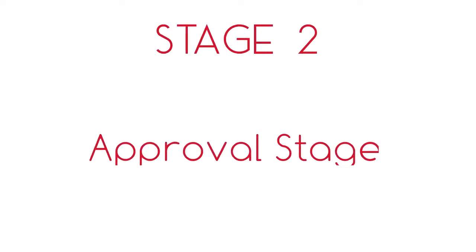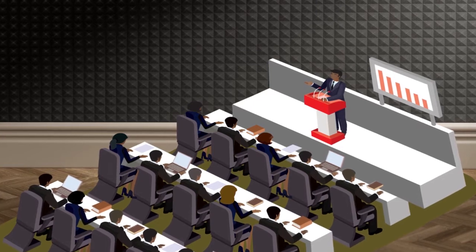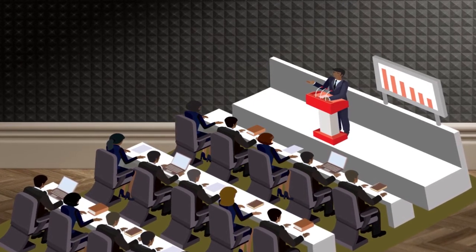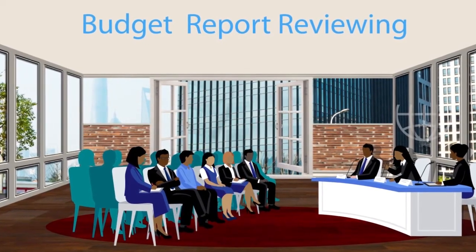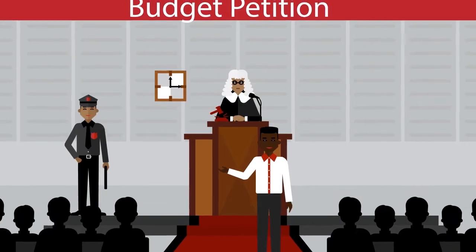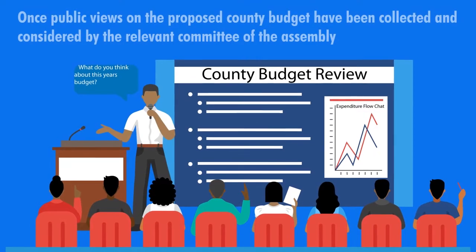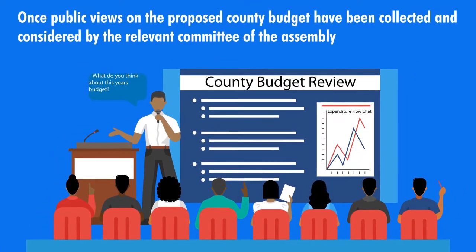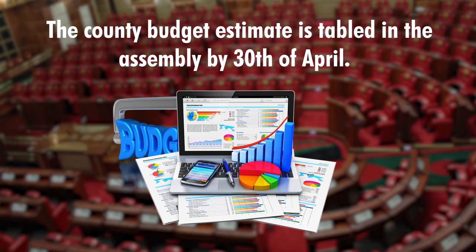The second stage is the approval stage. This happens at the County Assembly. The legislative bodies debate the proposed budgets and pass it into law with or without making any changes. During this process, citizens can also participate through their elected members. Citizens can make submissions and petitions to Parliament or the County Assembly on the budget. Once public views on the proposed county budget have been collected and considered by the relevant committee of the Assembly, the county budget estimate is tabled in the Assembly by 30th of April.